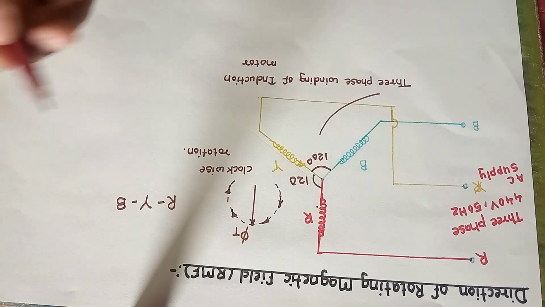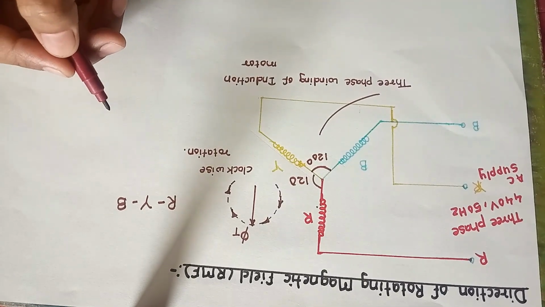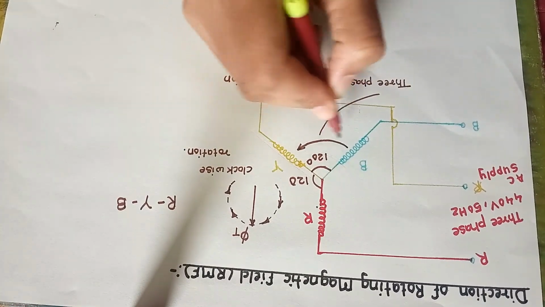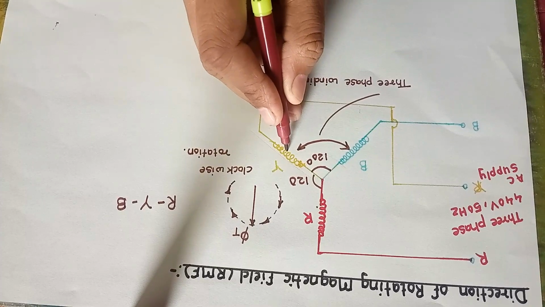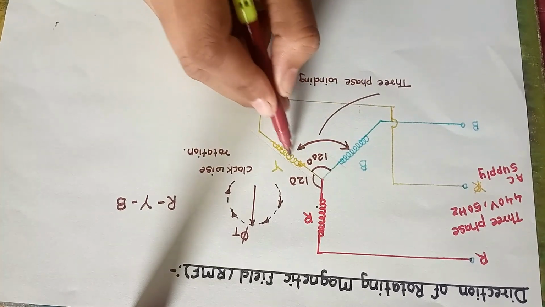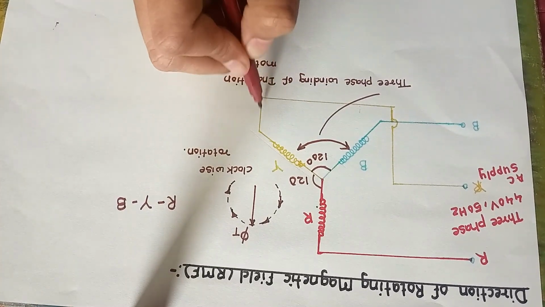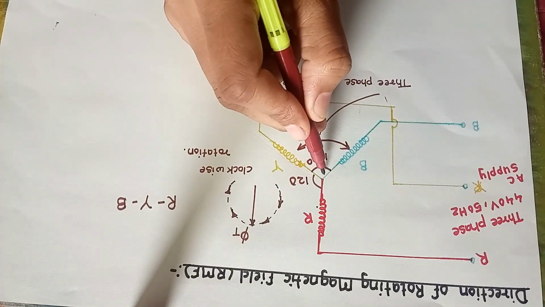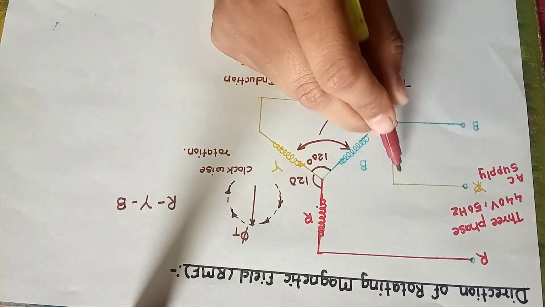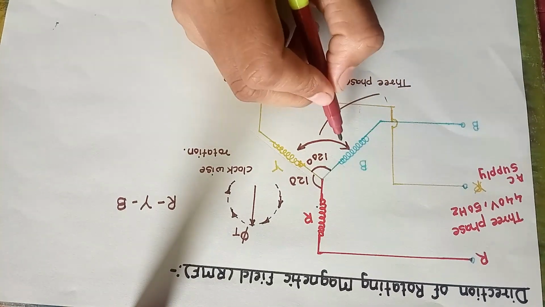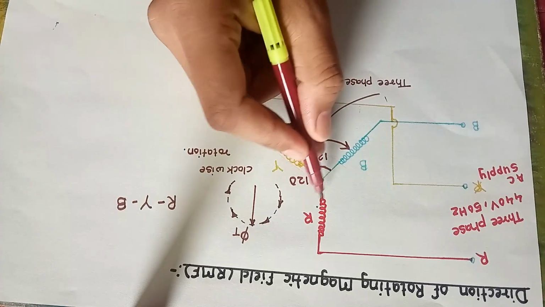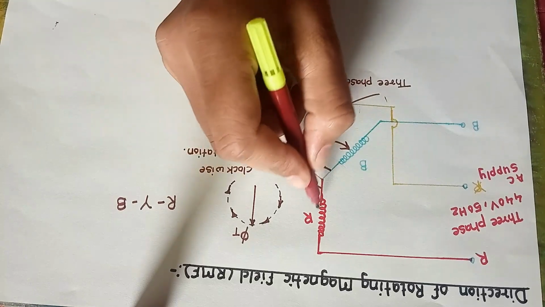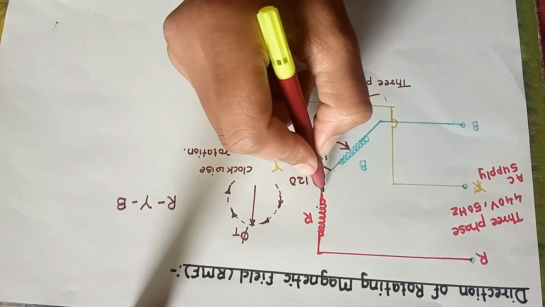If we want to reverse the direction of rotating magnetic field, we have to interchange any two phases of this winding. Suppose I am interchanging Y and B phase. Now I am connecting Y phase of the winding to the B phase of the supply, and I am connecting B phase of the winding to the Y phase of the supply. So what will happen? B phase will be after R phase because B phase is connected to Y of the supply. So R is the leading phase as it is.